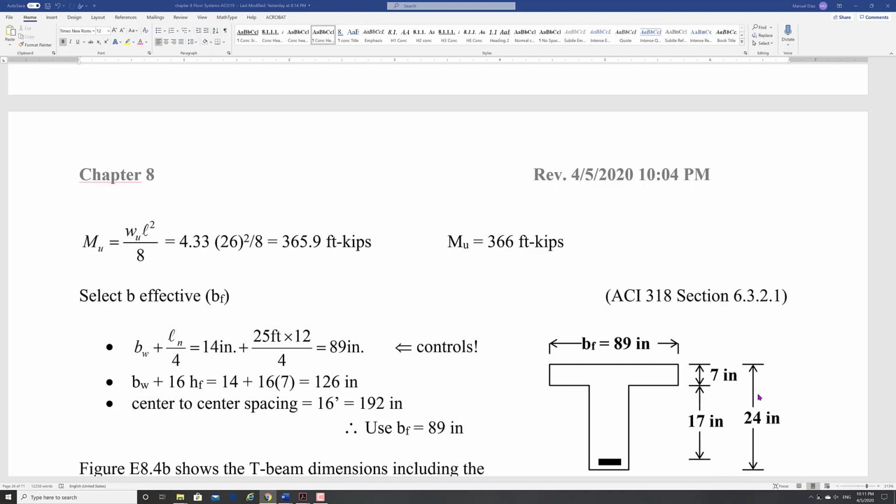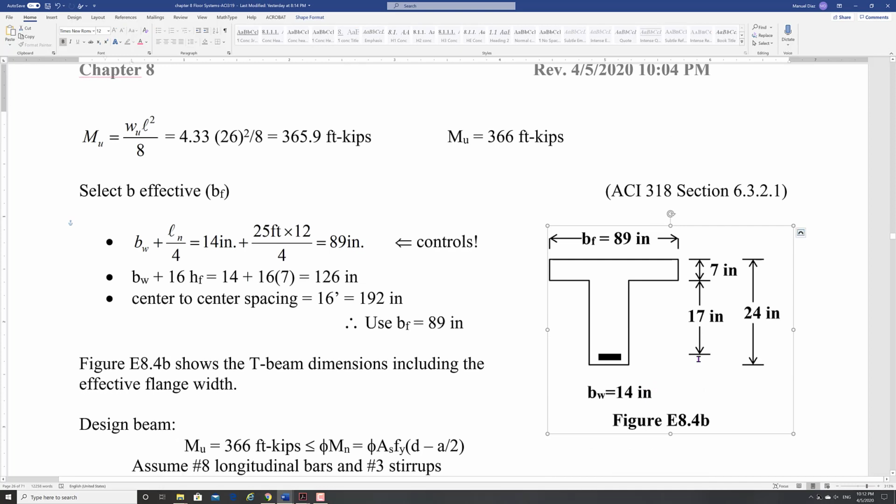Yeah, this is not right. That's 24. So I don't know if I can edit this one. So that has to go to match this one. Okay, so that's much better. So we got that. All right.